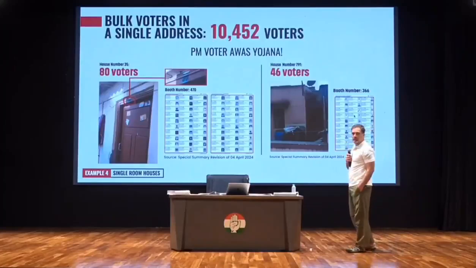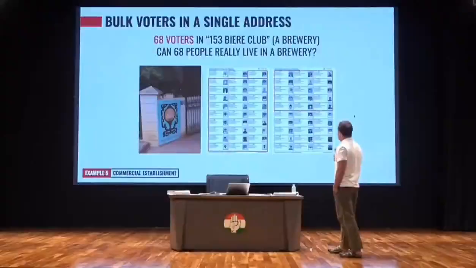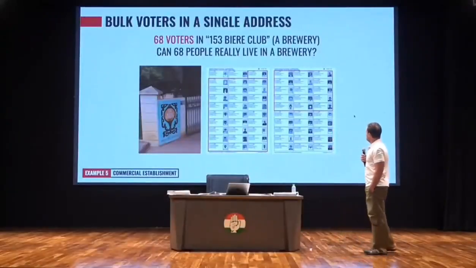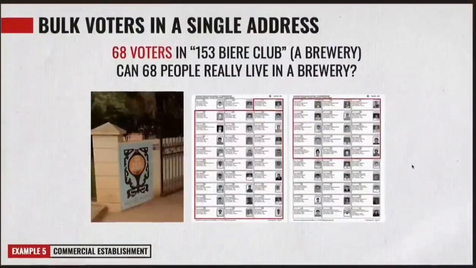Same thing there, 80 voters living there. No sign of their existence. When we go there, we're threatened. Our people go there, they're threatened. Take video, they're threatened. Okay, next. Here is 68 voters in a brewery, a commercial establishment. Nobody lives there. Right? And when we go and ask them, where are these people? Who are these people? Nothing. We don't know. Never heard of them. Zoom in.